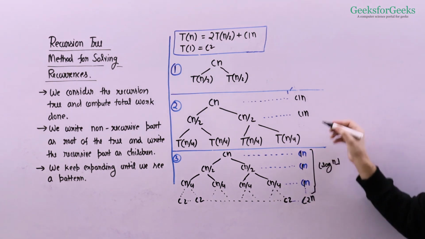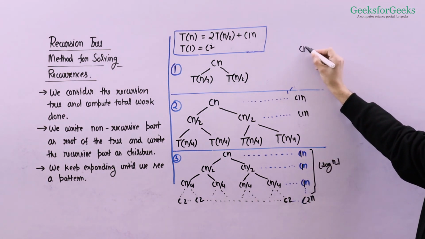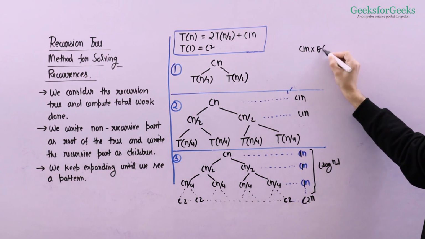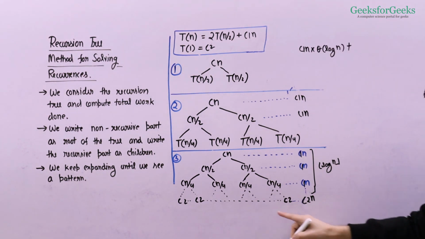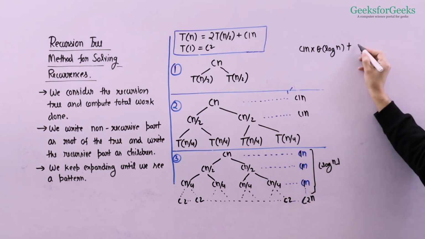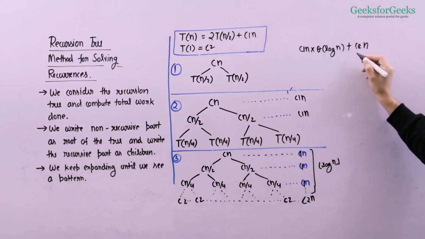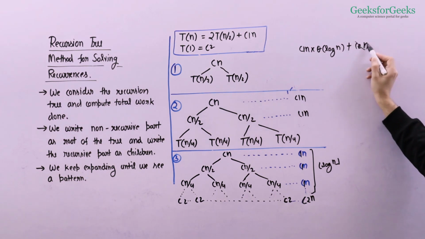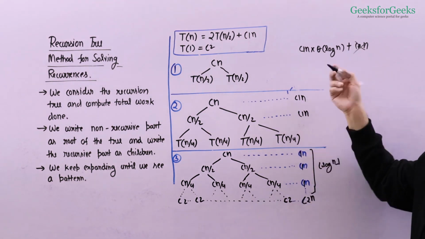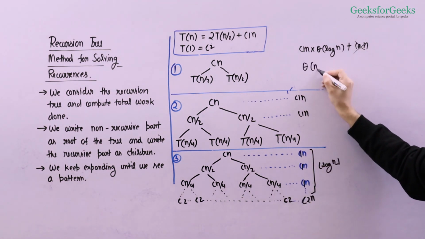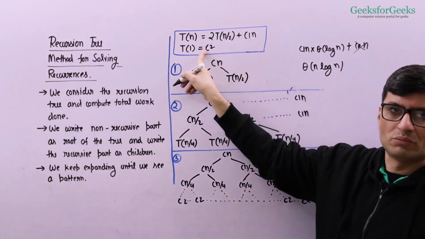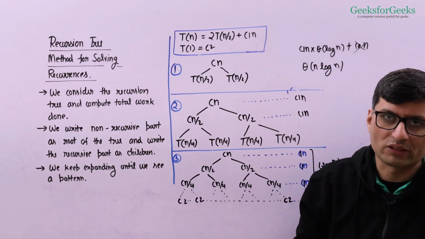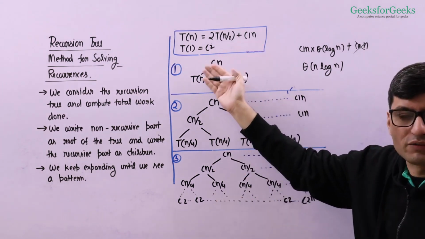And how much work am I doing at every level? I am doing C1n into floor of log n. I can say theta n log n, right? Floor and ceiling we can ignore. Plus at the last level, how much work am I doing? Plus C2n. And this is a lower order term. When we talk about asymptotic analysis, we can ignore the lower order term. So we can again say it's theta of n log n. For simplicity only, I considered C1 and C2 both, but when you analyze actual algorithms, they would have different values.